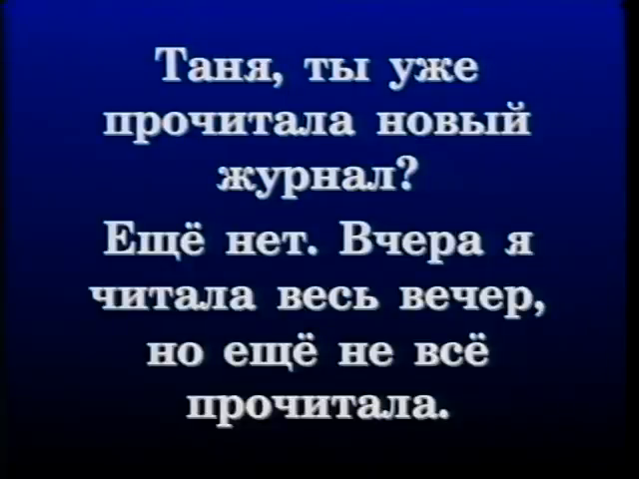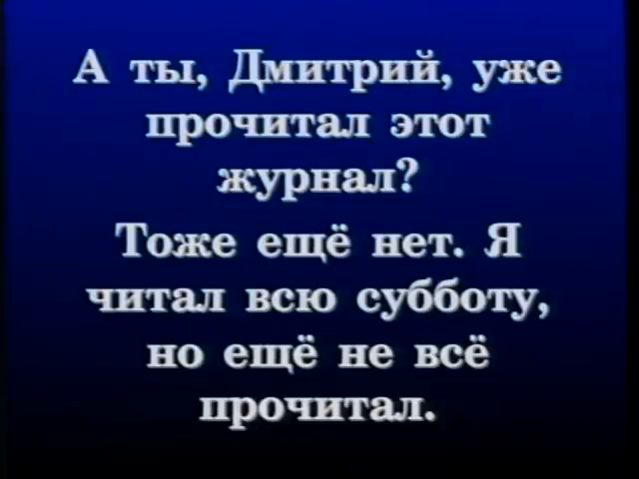So, three main things there. Уже сделала, have you done it, делала, and then we'll get it done, etc. Хорошо? Ну что ж. А ты, Дмитрий, уже прочитал этот журнал, and you, Дмитрий, have you already read this magazine? Same deal there, right? Тоже еще нет, also not yet. Я читал всю субботу, I read all Saturday. We started out with вся суббота there, feminine, and then turned it into всю субботу because time phrases are usually in accusative case, direct objects, just like I said before. Но еще не все прочитал. I haven't read everything yet.